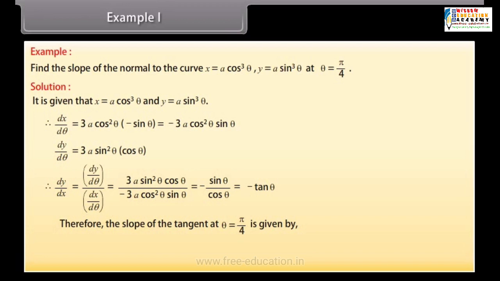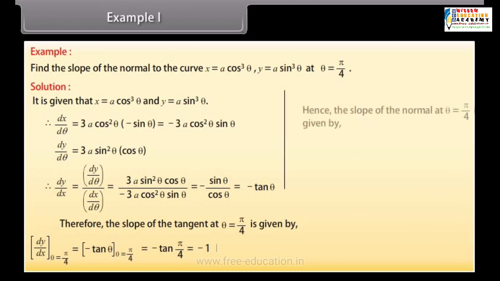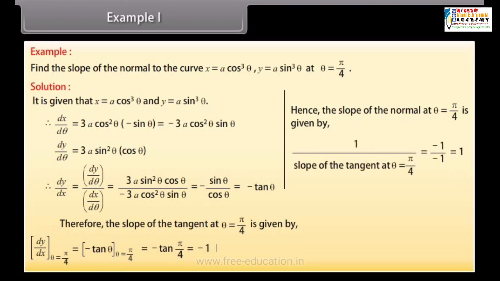Therefore, the slope of the tangent at theta is equal to pi by 4 is given by dy by dx at theta is equal to pi by 4, which is equal to minus tan theta at theta is equal to pi by 4, which is equal to minus tan pi by 4, which is equal to minus 1. Hence, the slope of the normal at theta is equal to pi by 4 is given by minus 1 by slope of tangent at theta is equal to pi by 4, which is equal to minus 1 by minus 1, which is equal to 1.